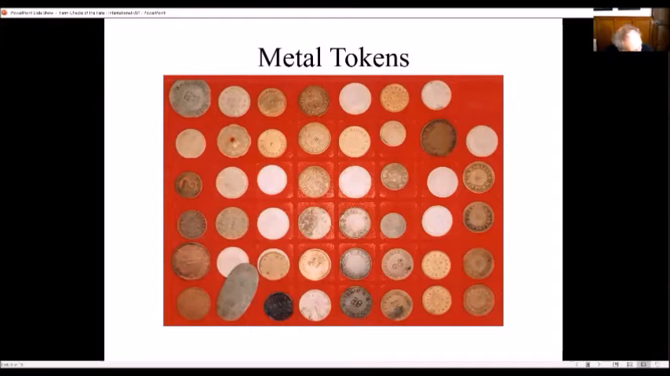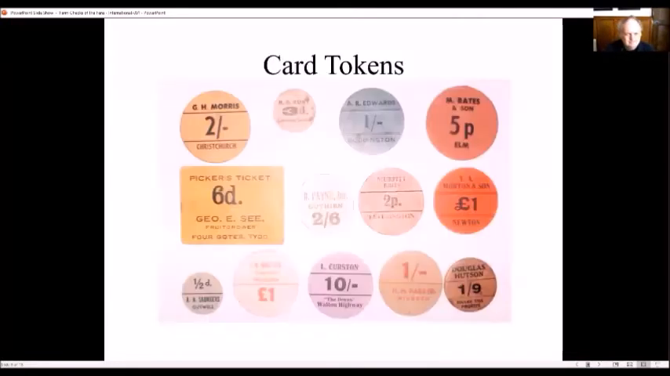There's a large number of tokens known from this area, over 2,500 now. A proportion of them are in metal, but the vast majority are in paper. The metal ones date from the sort of 1880s to 1960s, and the paper ones are from sort of the 1920s and 30s up till decimalisation, 1971. So we have decimal denominated tokens in pounds and pence instead of pounds, shillings and pence.